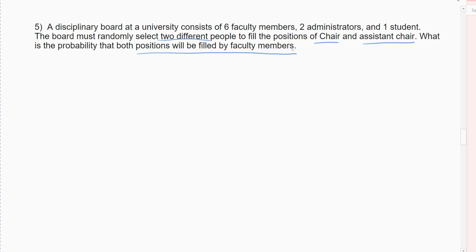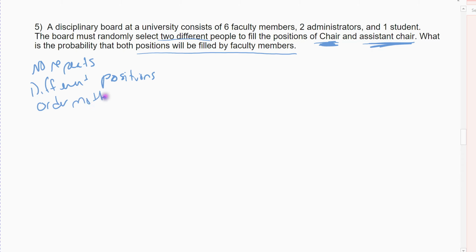Alright, well, I'm picking 2 different people, so that means no repeats. I'm filling different positions, right? Unlike the committee example, where they would all be on the committee and all have the same position. They're all committee members. This one there's a distinction, right? There's the chair, which I would assume had more responsibility, then the assistant chair, the person who assists the chairperson. And so order matters, which means this is a permutations case, not a combinations.